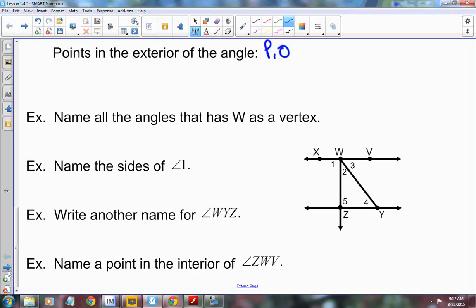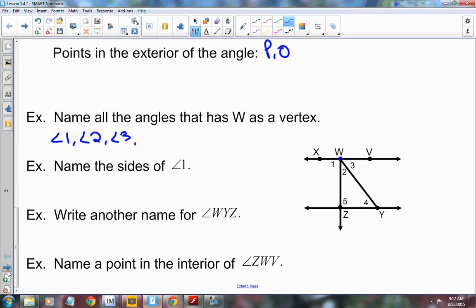Okay, the easiest ones I see are angle 1, angle 2, angle 3. Now there's two more. Well, angle 5 doesn't have a vertex at W. Angle 5, its vertex is D. So it has to have a vertex of W. So we took care of these three.